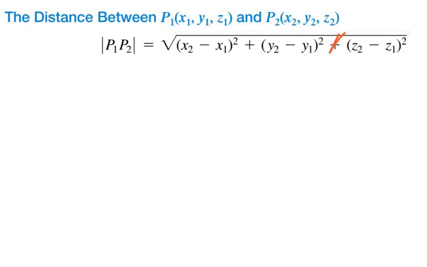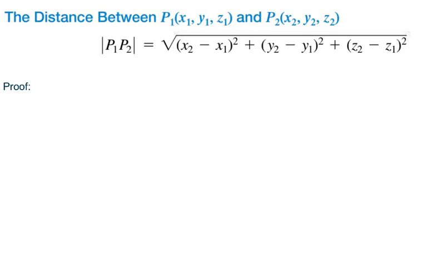So this formula is very similar to if we were dealing with 2 space. If we had 2 points just in the xy plane and we were trying to determine the distance between them, it would be this abbreviated portion of the formula. Of course, we're dealing with 3 space, so those z values are added in there.